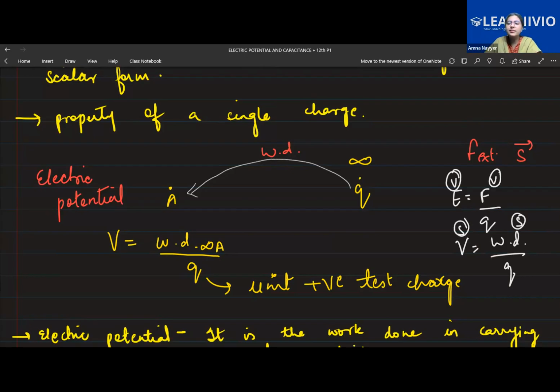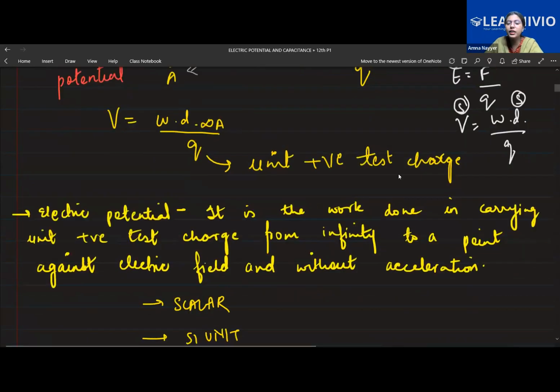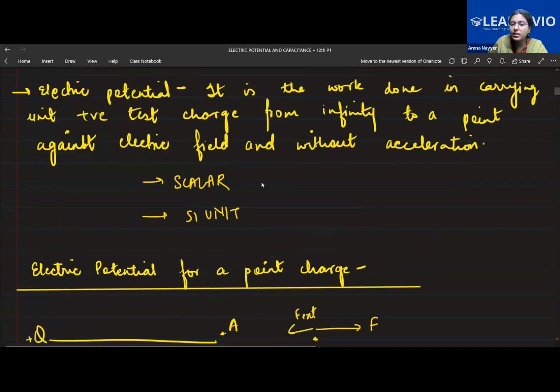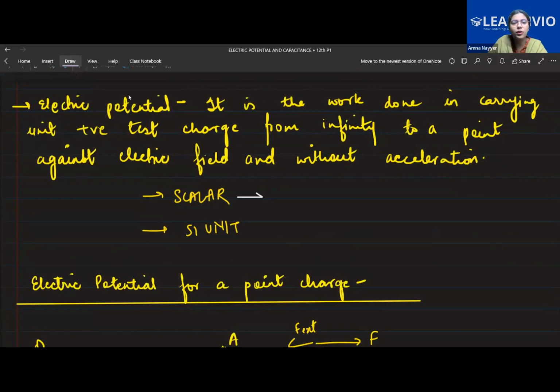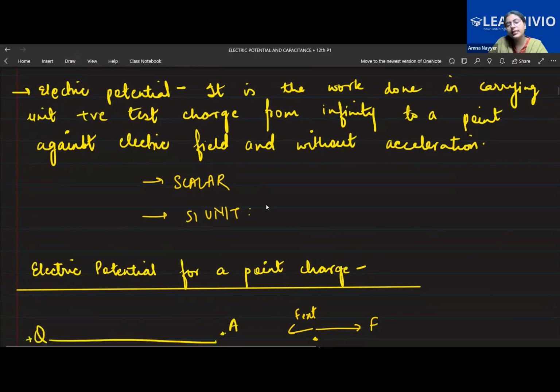So what do we write as the complete definition? It is the work done in carrying a unit positive test charge from infinity to a point against electric field and without acceleration. So what's the SI unit for it? It's a scalar quantity. Second, the SI unit. This is electric potential. So straight away you have a very common unit, that is voltage. This voltage V is the SI unit.